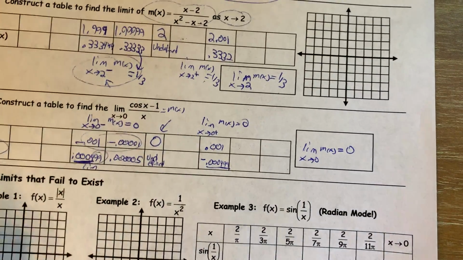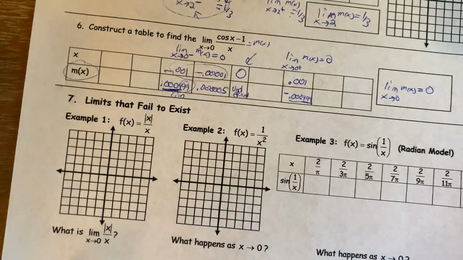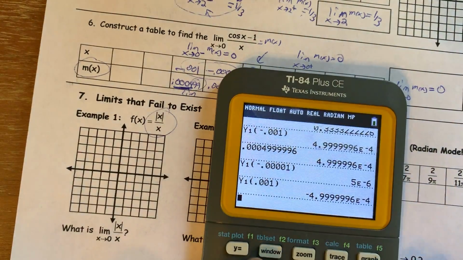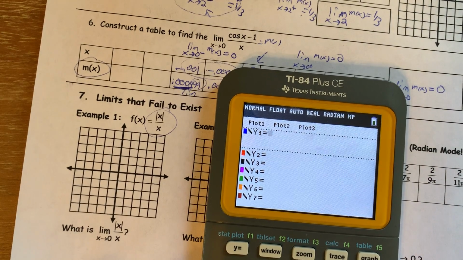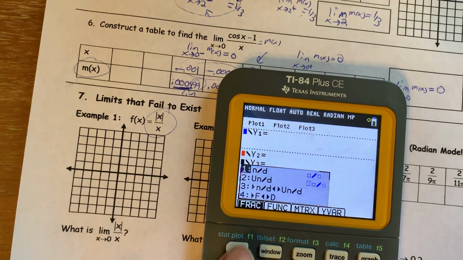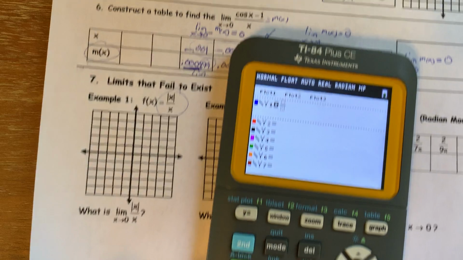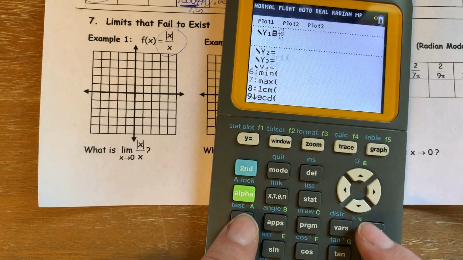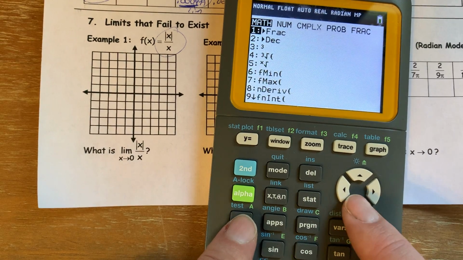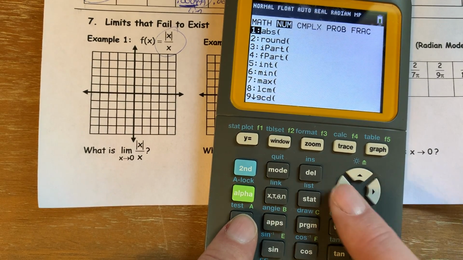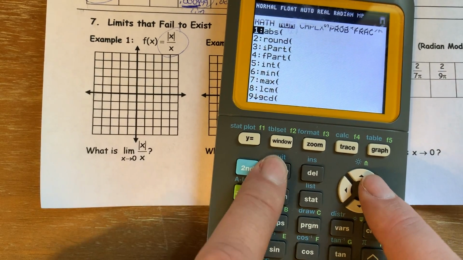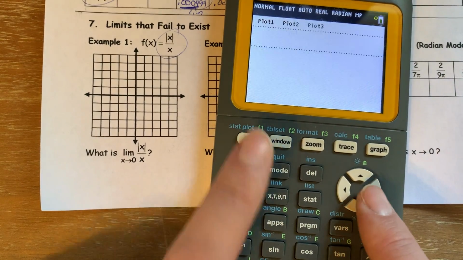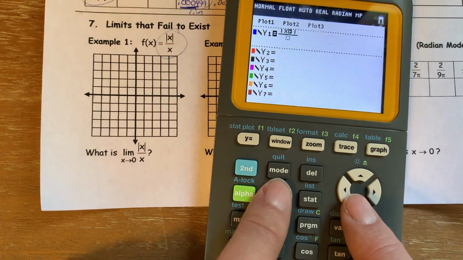Okay, sometimes limits do not exist. And let's look at why. Let's look at this graph first. Let's look at y equals absolute value of x over x. If you don't know how to do absolute value, it's in the math button. So if you press math, go over to number, and press to the right once to get to abs. There are some other buttons up here that you can use to get to it too.